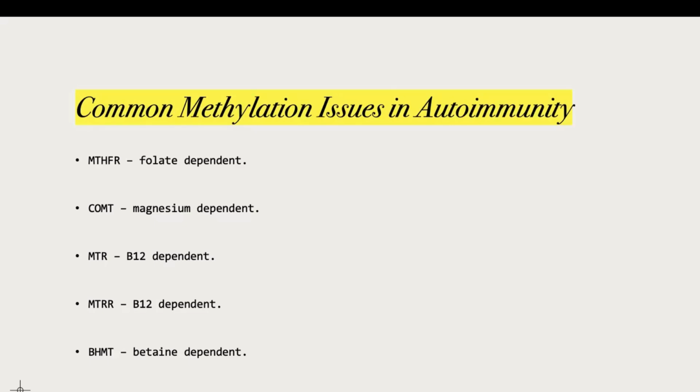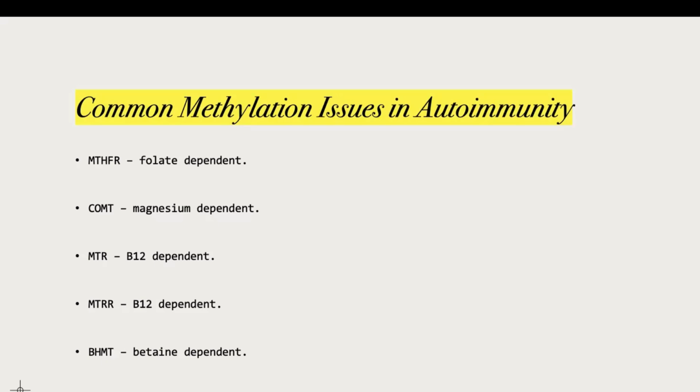What I want to note here is that just having these mutations doesn't mean you're going to get an autoimmune disease. As an example, I have two copies of the MTHFR C677T, plus mutations in BHMT, MTR, and MTRR. And while I did have an autoimmune condition, I don't have one anymore. I was able to reverse it and bring myself back to health.